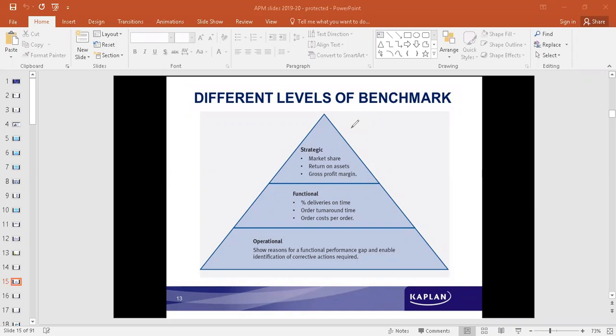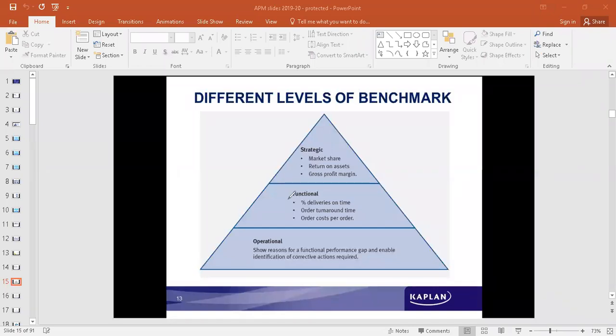At the strategic level, we see that market share, return on assets, and gross profit margin can be taken as the parameters. These variables can be taken as the base for comparison.